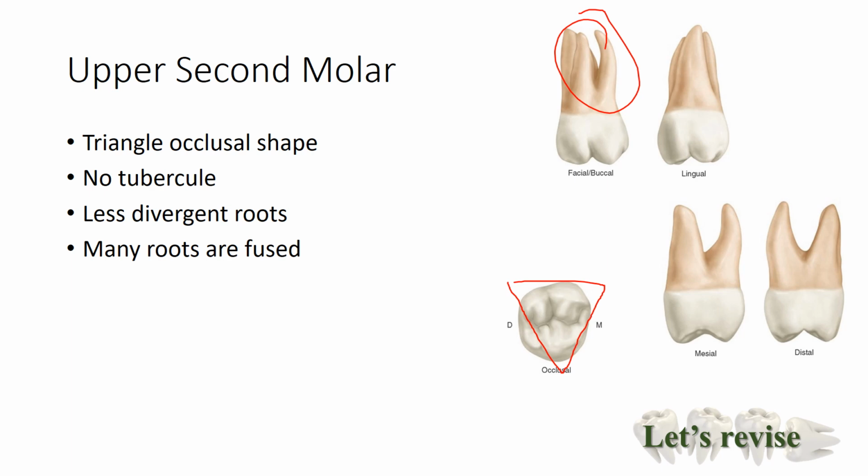Well, you've got your bulk, your main cusps are on the buccal, and again your mesiopalatal cusp is still your largest cusp. But the distal cusp is definitely much smaller and doesn't have a tubercle.